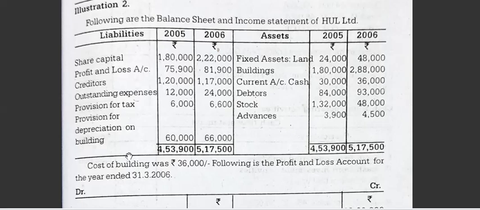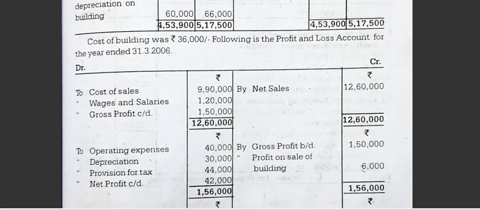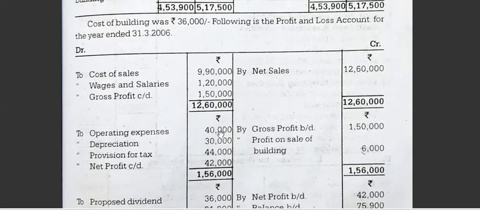Now, cost of building is rupees 36,000. Following is the profit. Cost of the building is given, which means there will be some clue in the profit and loss account. Cost of sales and wages and salary are operating. Net sales and operating expenses will not come anywhere. Depreciation will come in the account, and depreciation comes in the operating activities. Provision for tax you have to take.